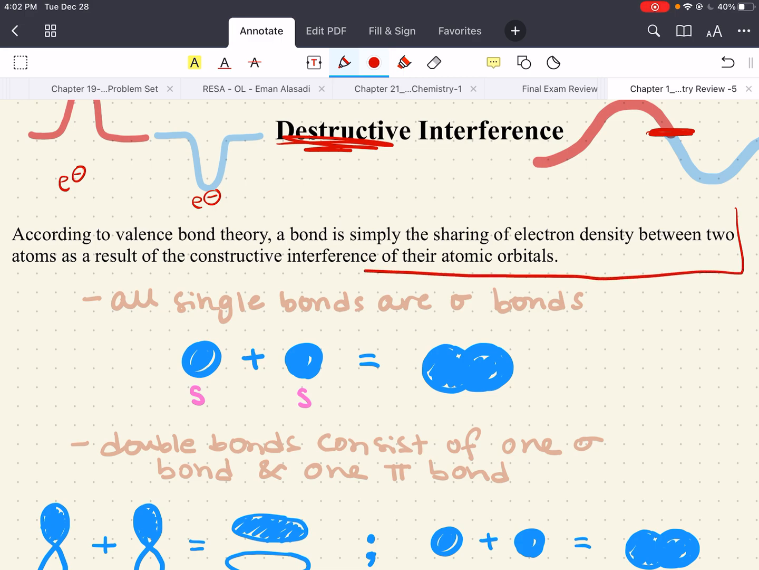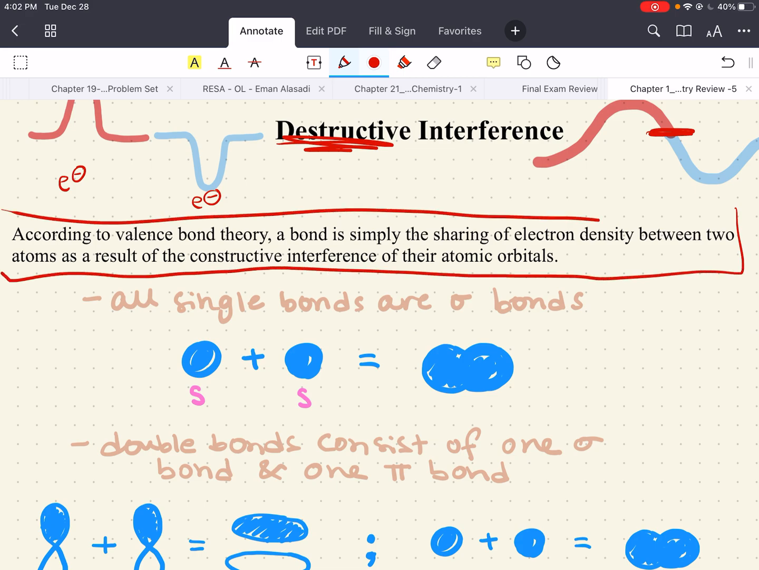This is very important. We're going to draw a box around this statement. All right, now, when you have two atoms that are single bonded to each other, like a carbon single bonded to a carbon, what you have here is a sigma bond. All single bonds are sigma bonds.